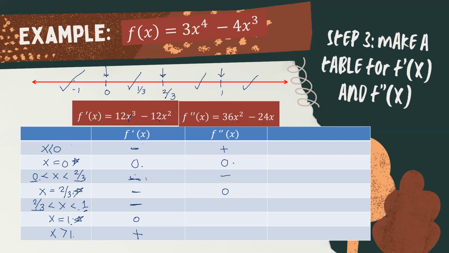Ayun, tapos pagdating dito kay 2/3 and 1, between 2/3 and 1, this is actually 4/6 and 6/6. 4 over 6 para makakuha tayo ng number in between. Pwede natin kunin si 5/6. Yan. So 36 times 25 over 36 is 25 minus 24 over 6 is 4 times 5 is 20. So 5 minus 20 remains to be negative. Okay. Tama po ba?